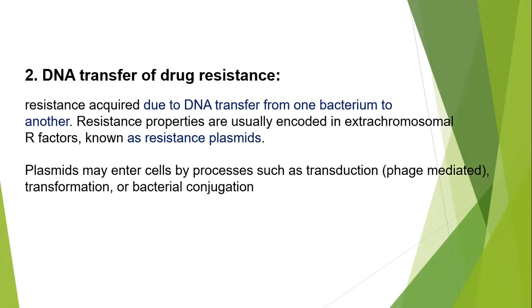Actually, I summarized this in your book. They somewhat explain DNA transfer in details, but I try to summarize it for you. Just we need to know in the DNA transfer, drug resistance is acquired due to DNA transfer from one bacteria to another. اوكي، ودائما يكون encoded by extra chromosomal R factor اللي هو resistance plasmid، عبارة عن plasmid. Just you need to know that.